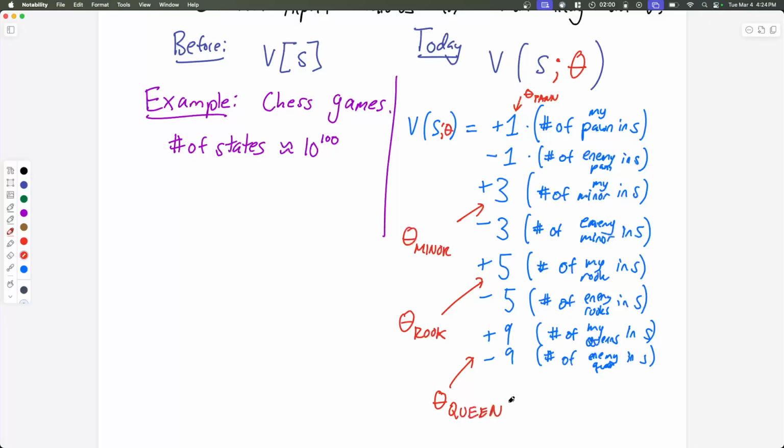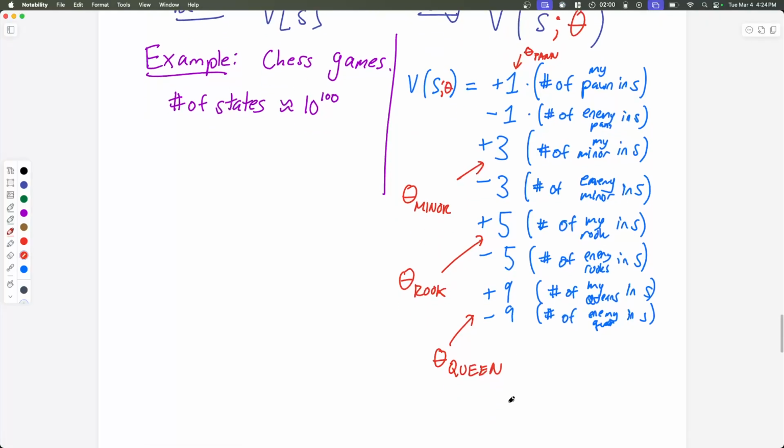And the chess grandmasters tell us that it should be 1, 3, 5, and 9. That's a pretty good rule of thumb. They have figured that out by playing many, many games. And so they've sort of learned these 4 parameters.